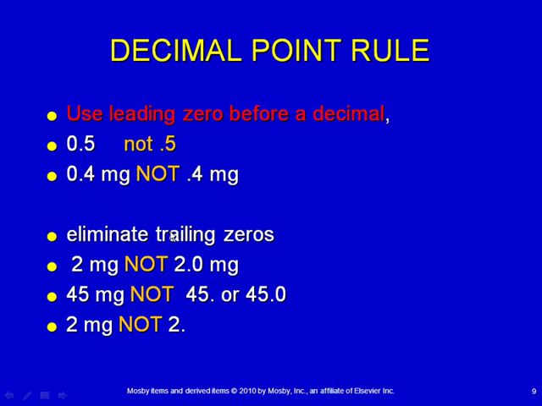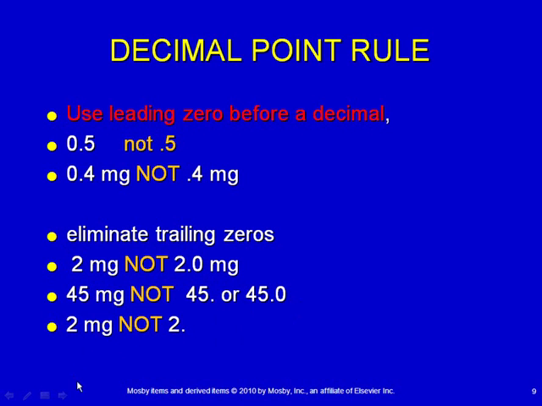You will eliminate trailing zeros. If the answer is 2 with nothing beyond 2, you will not put 2.0. If it is 45, you do not write it as 45 point, because this has become confused as a number 1, which would be 451, or as a 0, which would be confused as 450. So we write only that value with no decimal and no decimal zero.